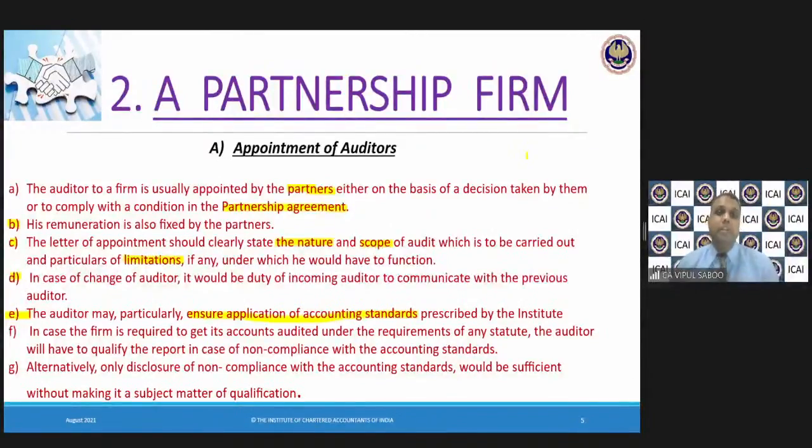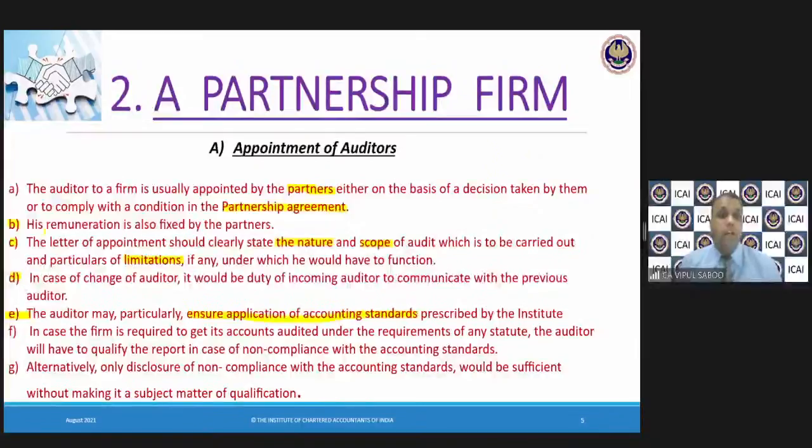When you are auditing a company, then you have to make sure the standards prescribed by MCA, Ministry of Corporate Affairs, are being followed. But in general cases, whether it is a sole proprietor or a partnership firm or any other case, you have to make sure whatever accounting standards are issued by the Institute of Chartered Accountants of India. The Institute of Chartered Accountants of India is the only competent authority under the Government of India which has been given this duty to issue accounting standards, right? No other body.